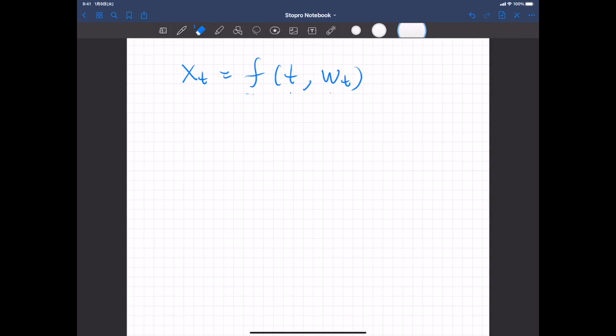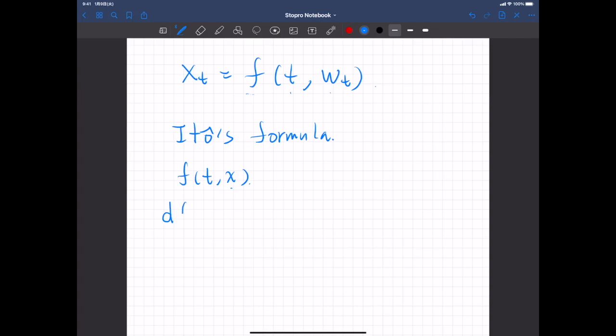To answer this, we need the famous Ito's formula. Informally, that is based on the Taylor series of a two-variable function. Let's consider a function f of t and x. This x is just an ordinary variable, so we can apply ordinary calculus. So the total differential of this f would be like this. This is a function of t and x.